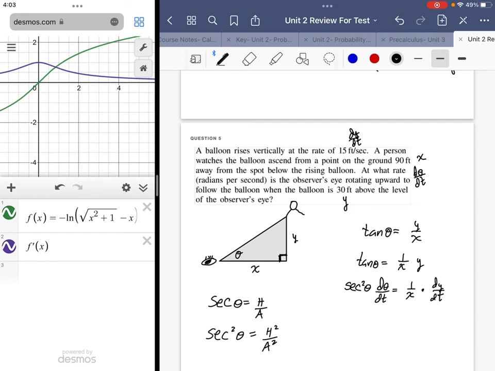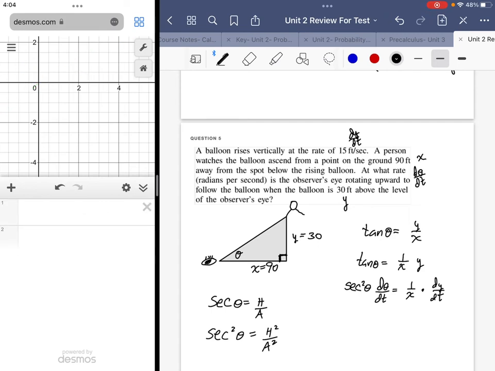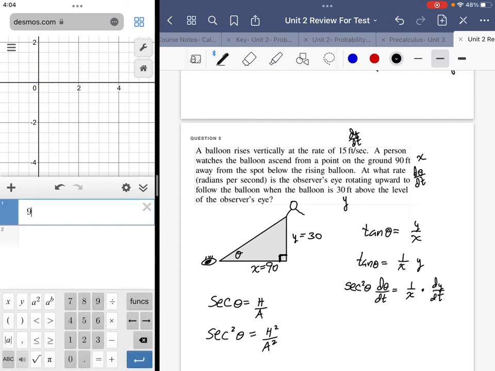Now they're telling us to look at this from a point on the ground, 90 feet away from the spot. It's going to be 30 feet above ground level. So I could use that information to determine the value of the hypotenuse. So 90 squared plus 30 squared. So the square root of 9,000.